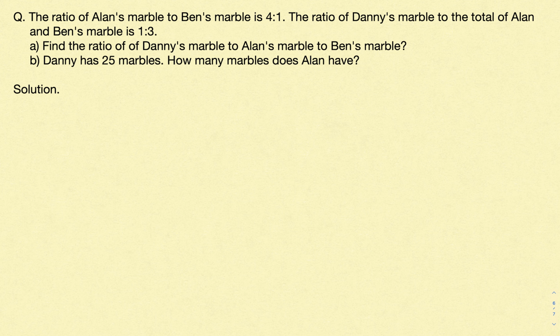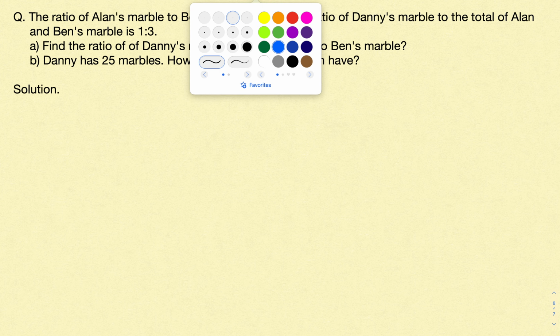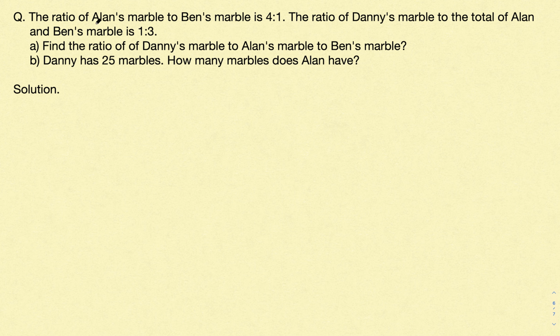So what we have here is three boys. One is Ellen, Ben, and the last one is Danny. In the first part, we are given the ratio of Ellen and Ben. The ratio of Ellen to Ben is 4:1. That means if Ellen has 4 units, Ben has only 1 unit. So this one is for Ellen and this one is for Ben.